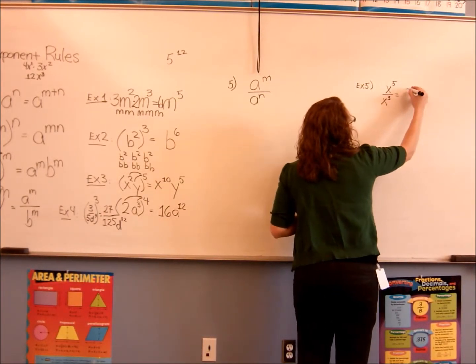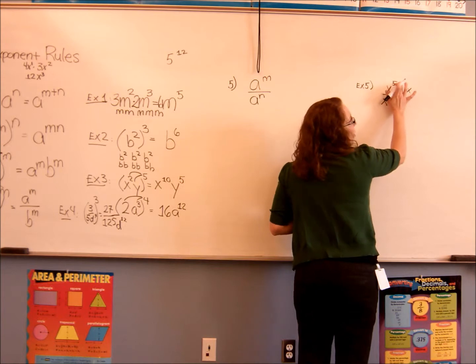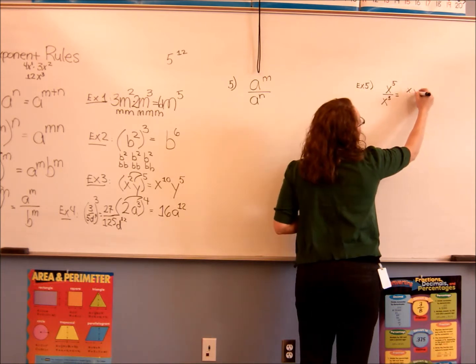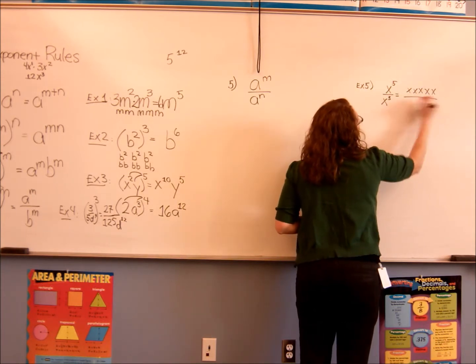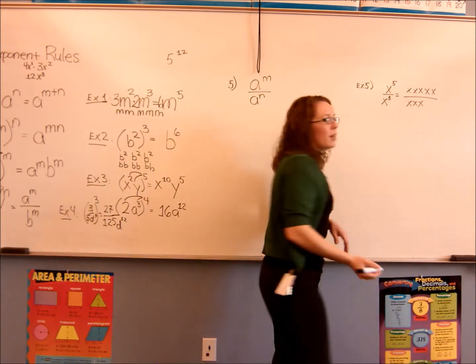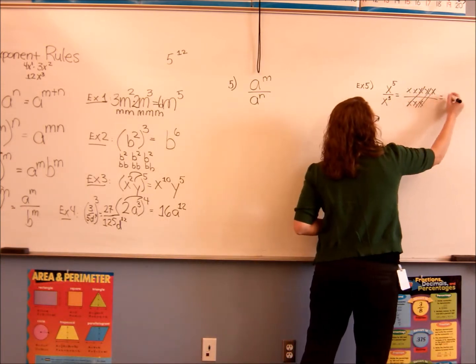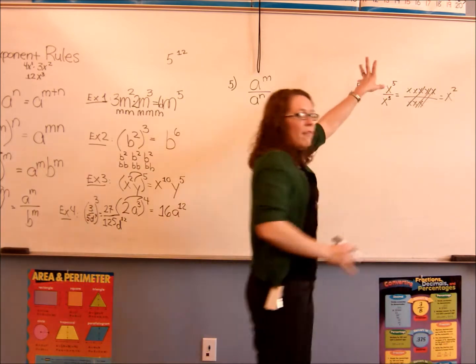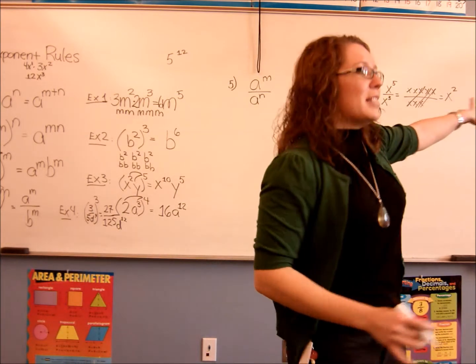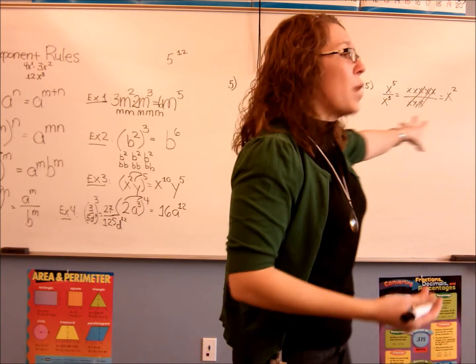How many did we write out? 5. 5. Actually it would be 3 on the bottom. We're going to cross these off and we're going to get x squared. How do you get a 2 from a 5 and a 3? You subtract. That's exactly right. This is where you subtract your exponents.